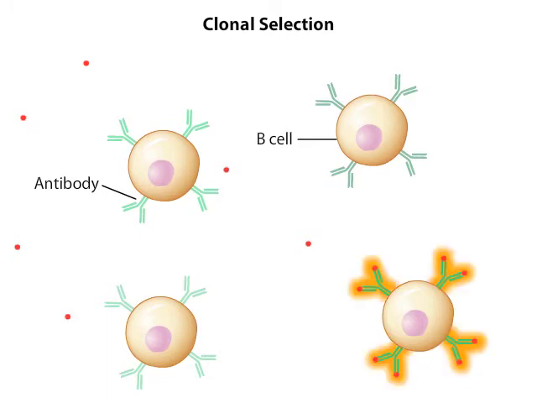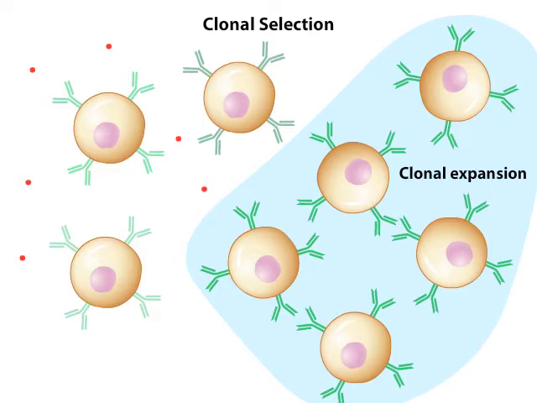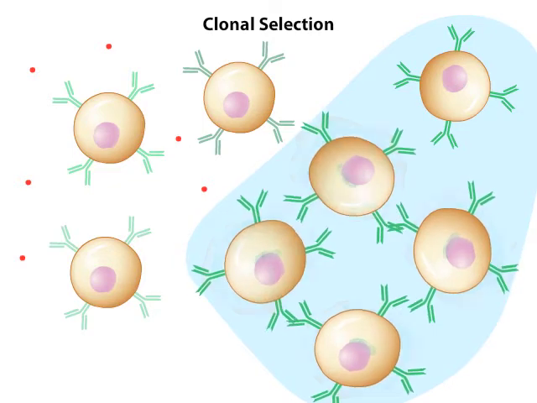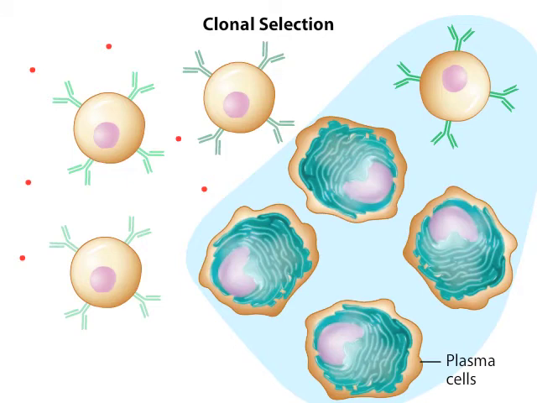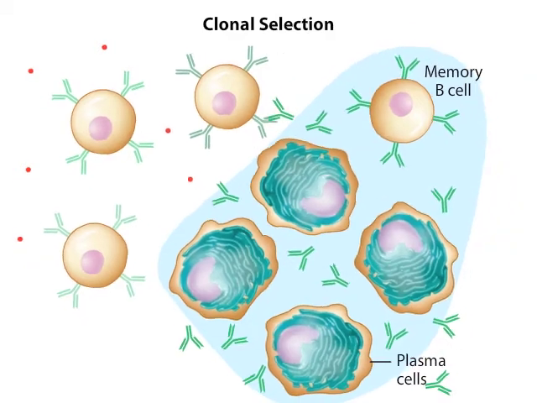B cells display their antibodies on their cell surfaces. Antigen binding activates a naive B cell, a B cell that has not previously encountered antigen, leading to its proliferation, or clonal expansion. A single B cell can proliferate into many offspring. Some of these offspring differentiate into plasma cells. Plasma cells produce and secrete large amounts of antibodies specific to the original activating antigen. Others differentiate into memory B cells. Memory B cells do not secrete antibodies themselves, but are primed to quickly become antibody-secreting plasma cells if the host is reinfected with the same pathogen in the future.